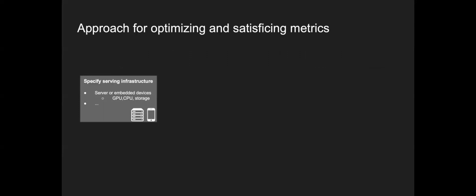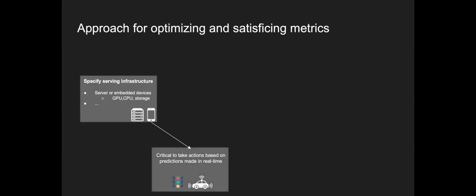So if you want to put your model on a server or on embedded devices, here you have to think about the GPU, CPU, storage, and so on. On embedded devices, the computing power could be less than on a server. But in some cases, it's critical to take actions based on predictions made in real time.